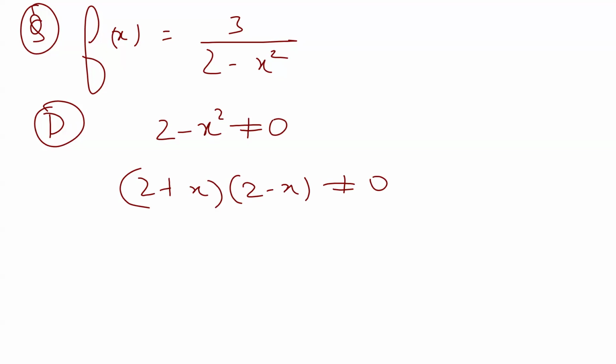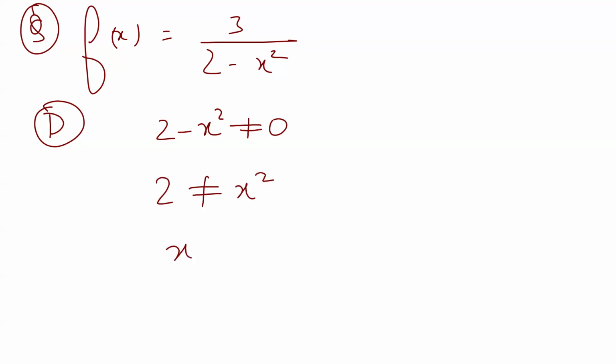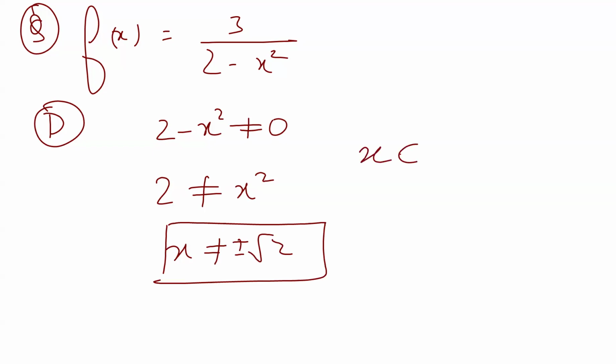One second, this is not an inequality, sorry. So basically 2 is not equal to x square. Had it been an inequality, then we could have done 2 plus root 2 plus x and root 2 minus x. So x is not equal to plus or minus root 2. So x belongs to any real value except plus or minus root 2. That's the domain for this particular problem.